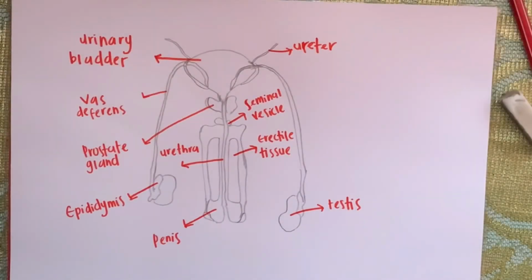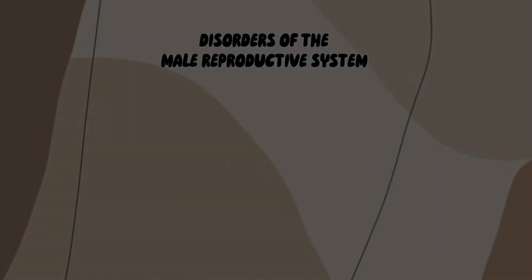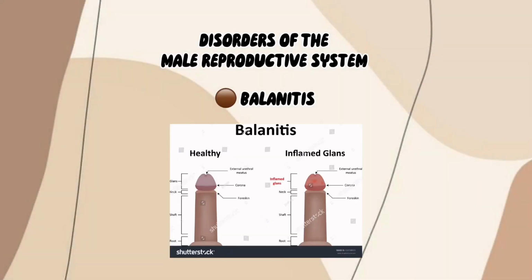So those are the functions of the different parts of the male reproductive system. Now, I want to talk about disorders of the male reproductive system. So let's jump right in. This first one is called balanitis.